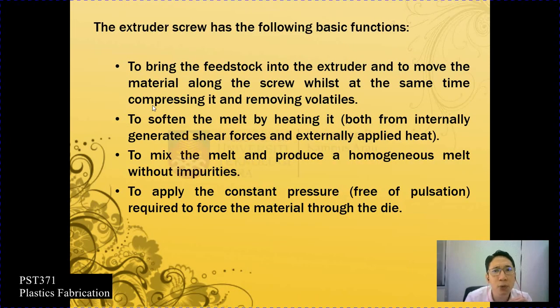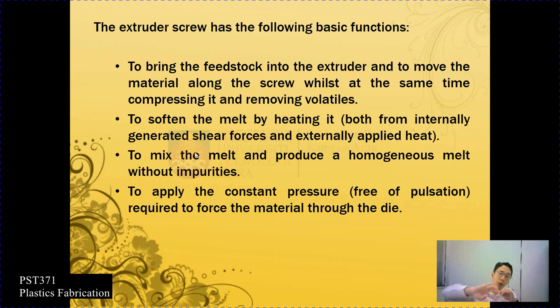Okay. The extruder screw has the following basic function: to bring the feedstock, and this I keep mentioning, which is very important, bring the feedstock into the extruder and move the material along the screw, while at the same time compressing it and removing a volatile, to soften the melts by heating in both from internally generated shear force and externally applied heat. Okay, shear force tadi saya dah cakap tadi ada tiga: material with material, material with barrel, material with screw. And then we have other external heating, which is we have a heater at the barrel itself. Okay, and then to mix the melt and produce a homogeneous melt without impurities, because you screen the material using a screen pack. Okay, to apply a constant pressure free of pulsation required to force a material to a die.